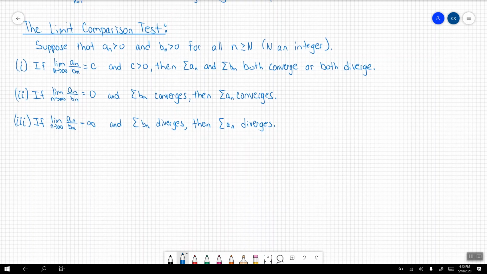All right, so using this limit comparison, what I want to do now is start on these limits. We're going to go through and use a few examples here. So I'm going to say this first example: determine whether this series converges or diverges.